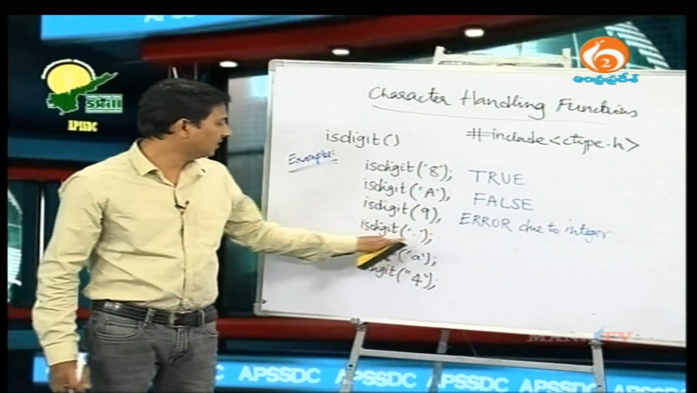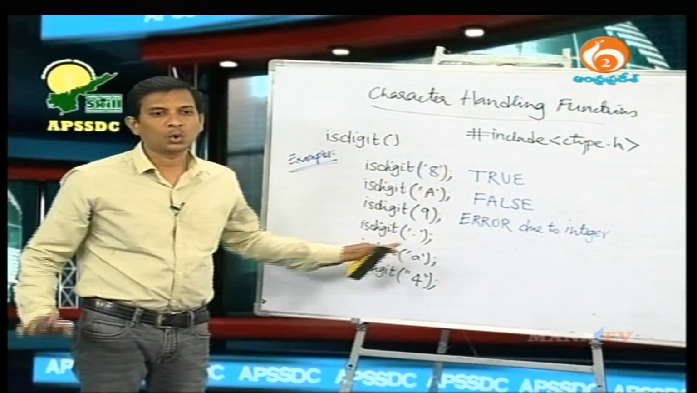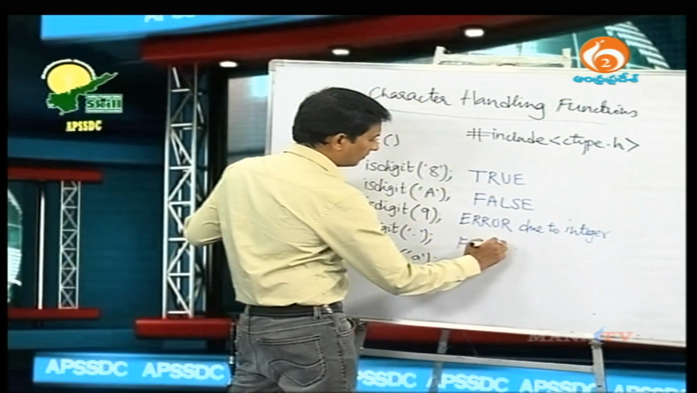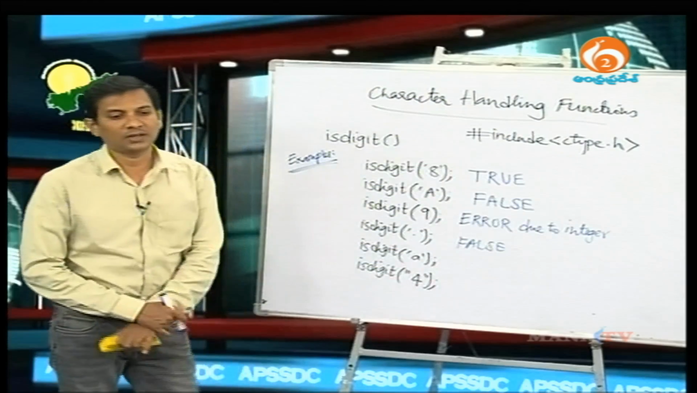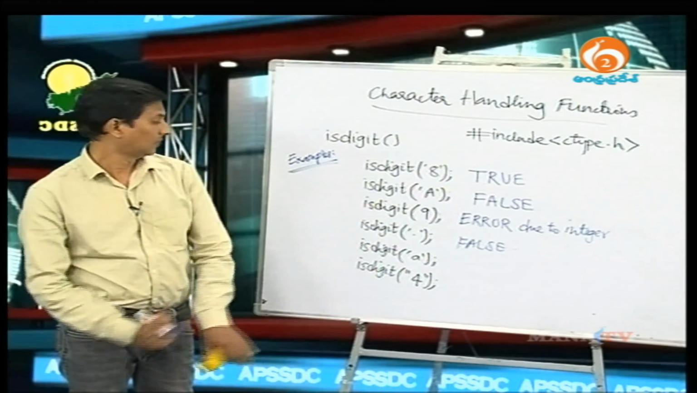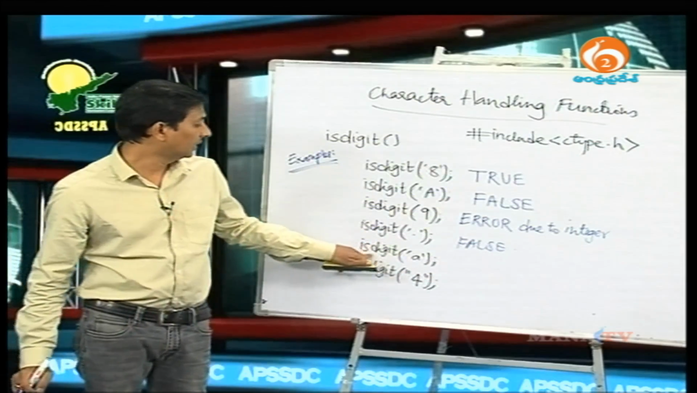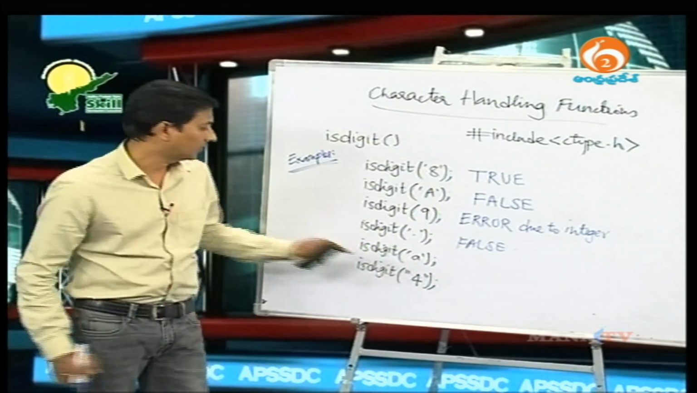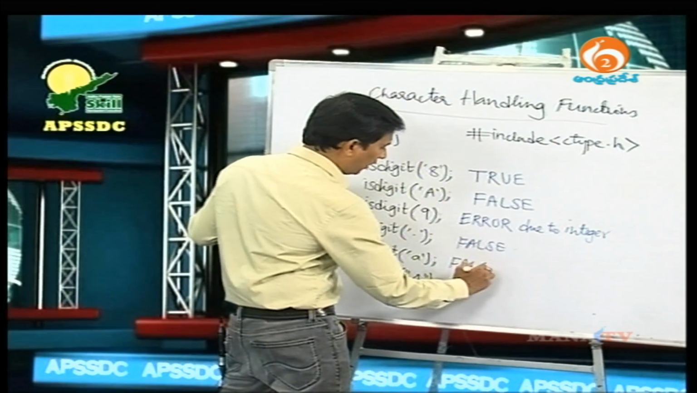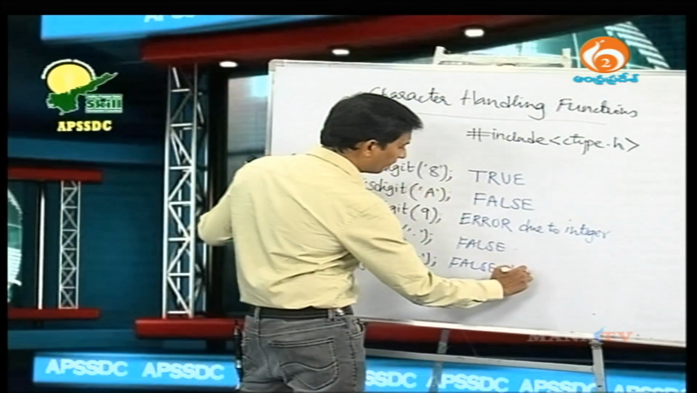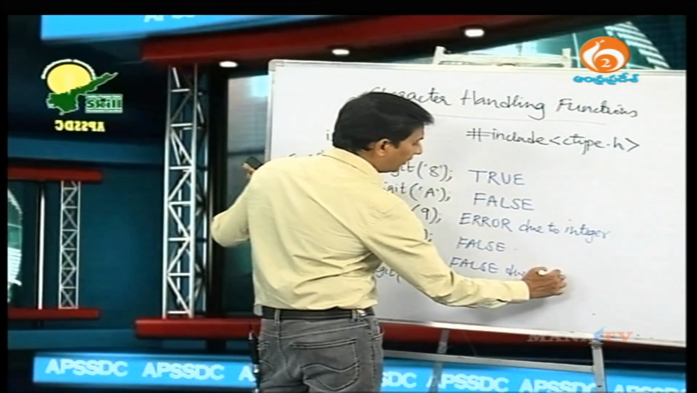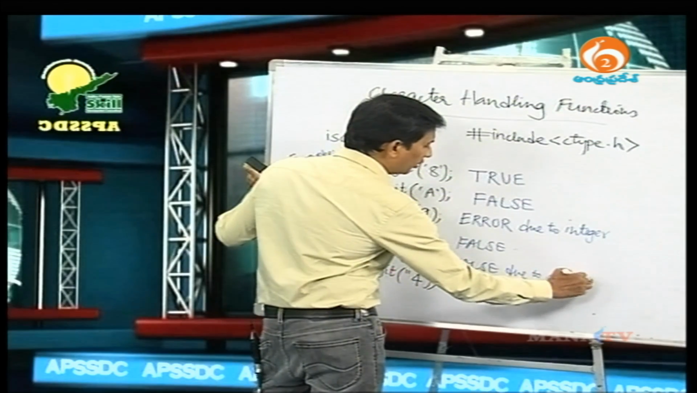Next, is digit of the next one, it is false. Next, is digit of A, yes, false. False due to character alphabet, due to alphabet.